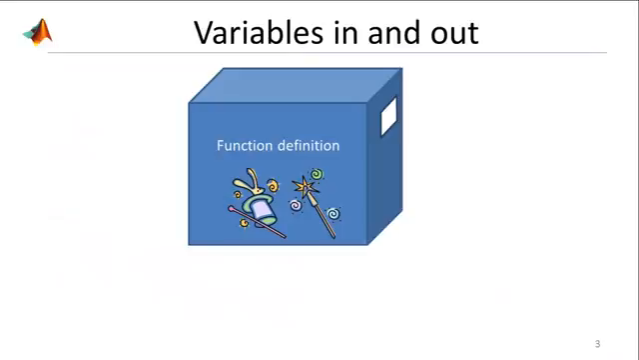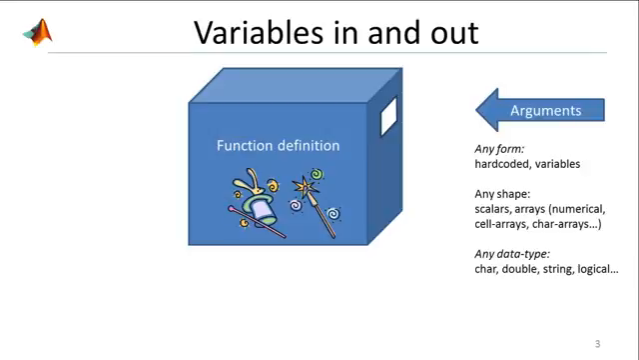Now when we write a function definition, you have to think of it as being magic. There is code behind that function and it will execute. Sometimes we don't care how it does it, it just does it. What goes into the function are the inputs, in other words, the arguments. They can be of any form. We can hard code them or we can place them in variables. They can be of any shape. This means any kind of arrays or even a scalar. And they can be of any data type: char, double, string, logical, anything can go in a function.